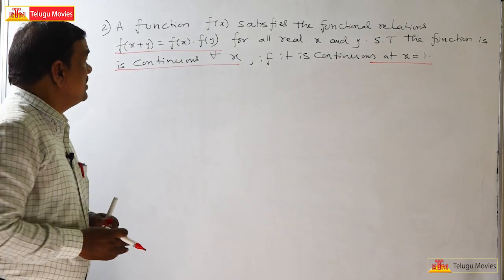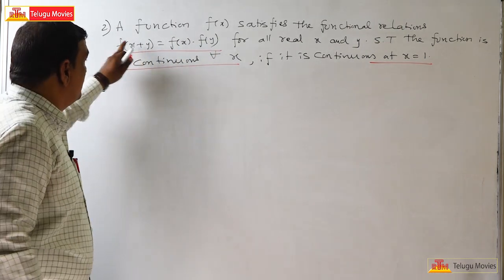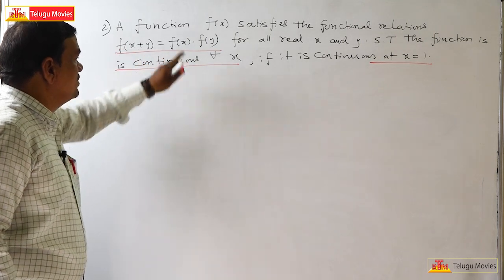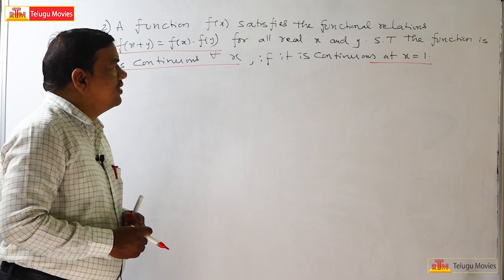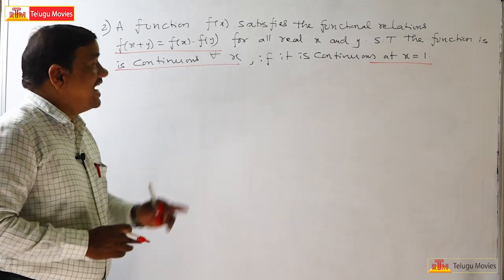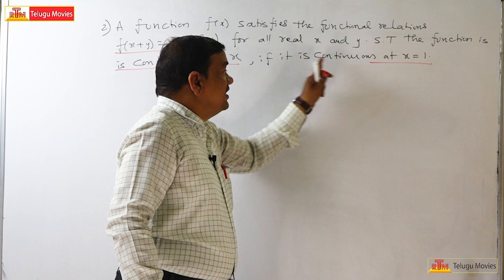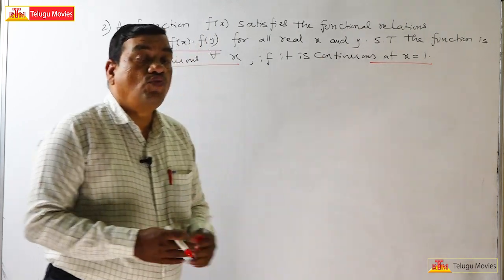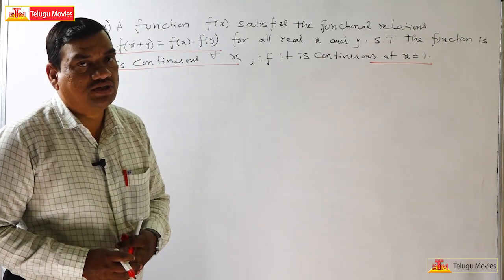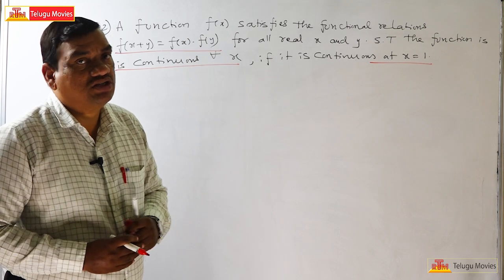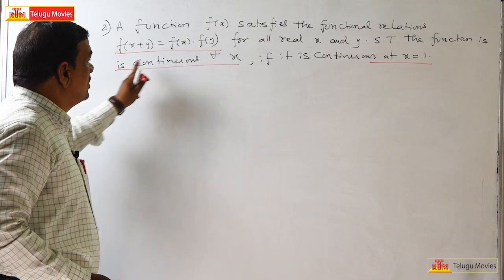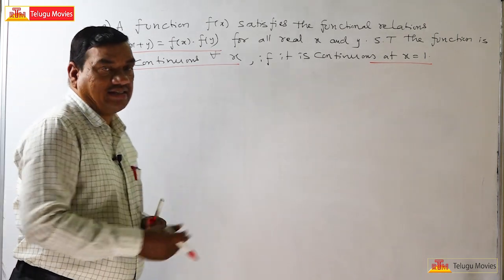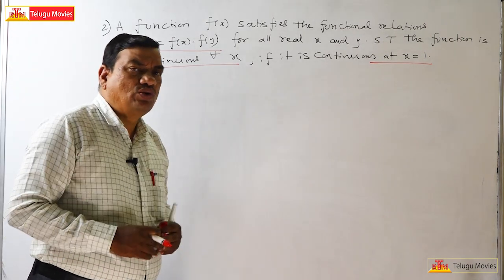Therefore, there is a function satisfying the functional relation f(x + y) = f(x) · f(y), and that is the first thing. Second information: it is given that it is continuous at x = 1. Those are the two pieces of information given. Now, we have to show that the function is continuous for all x belonging to the real numbers.